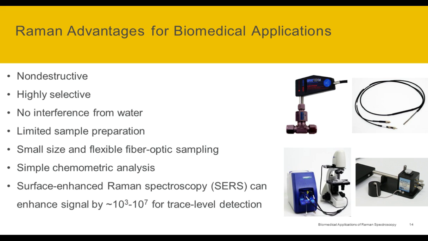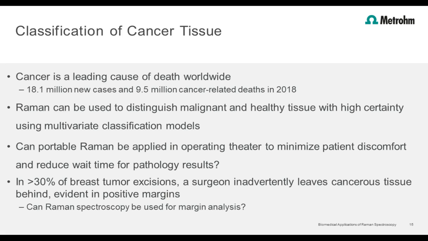And although Raman is an inherently insensitive technique, we can actually use a variation of Raman spectroscopy called surface enhanced Raman spectroscopy, or SERS, and this can increase the sensitivity of our signal by a factor of about 10 to the third to 10 to the seventh, depending on what our experiment looks like. And this allows us to get down to trace levels of detection of biomaterials. And so we'll talk a little bit about SERS in one of our examples.